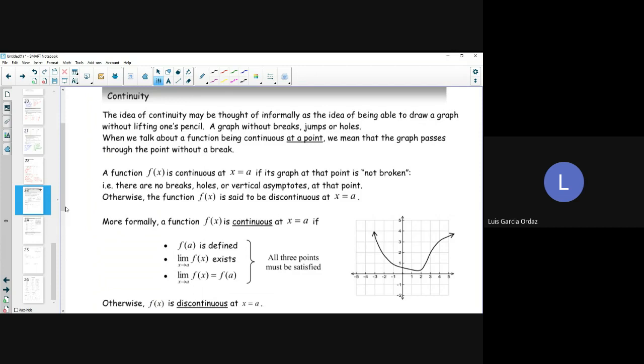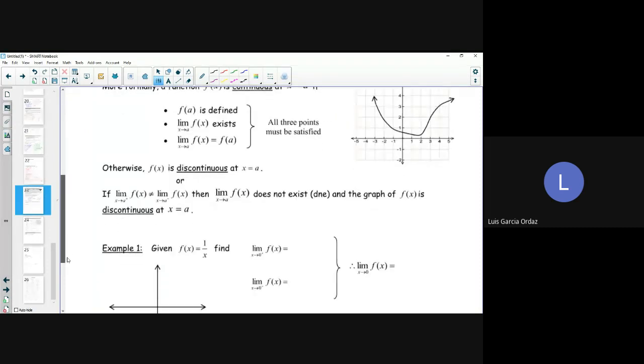More formally, a function f of x is continuous at x is equal to a if f of a is defined, if the limit as x approaches a exists, and if the limit as x approaches a of f of x is equal to f of a, which means all 3 points must be satisfied. Okay, and we're going to prove that later on.